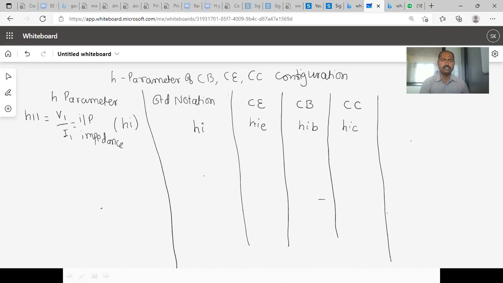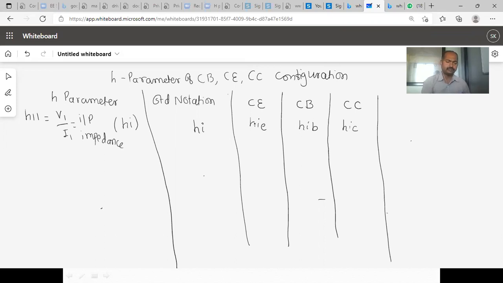So the only change is according to the configuration, that is CE, CB, CC. HI is common, indicating input impedance, but which configuration? Common emitter, so HIE. For the common base configuration, it is HIB. For common collector, it is HIC, right?